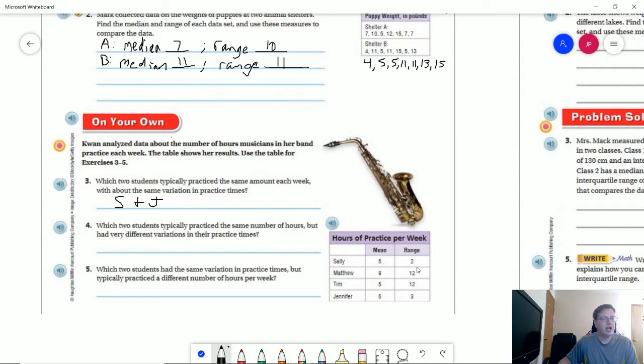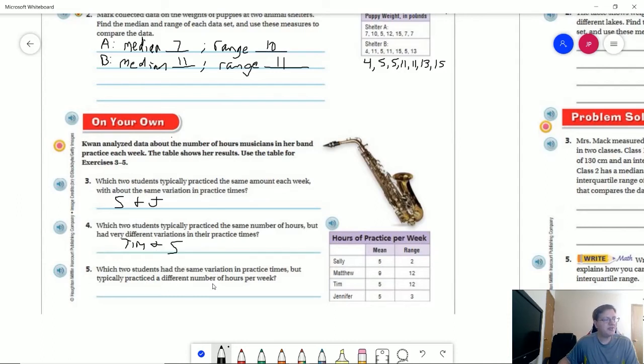And so we have 3 out of our 4 players that averaged 5 hours a week. And so we could say that the one that has the most variation of the people that practice 5 hours a week would be Tim. And then the best comparison for that, we would probably say Sally. We could also maybe include Jennifer with that. But since we're just doing 2, we want to pick the greatest variation. And so that would be Tim and Sally.